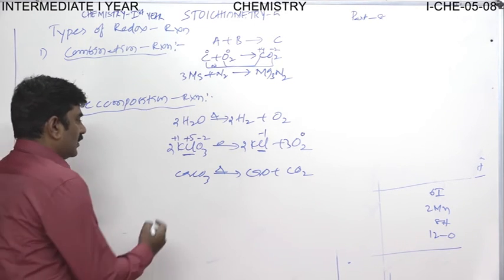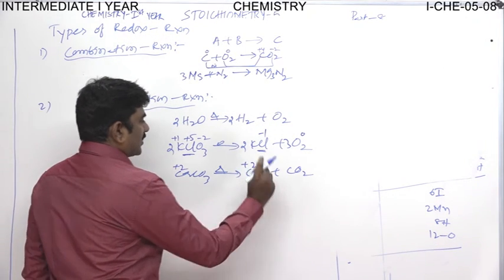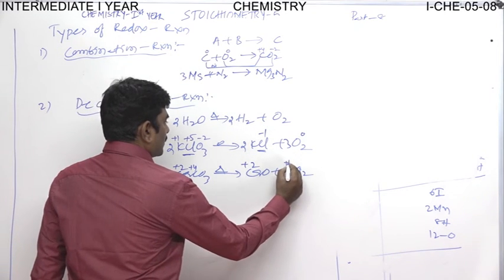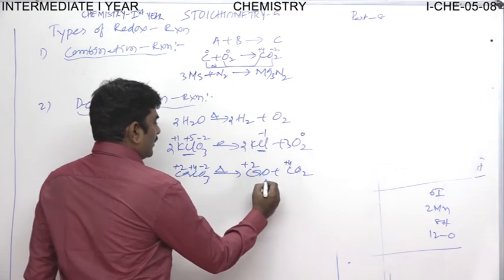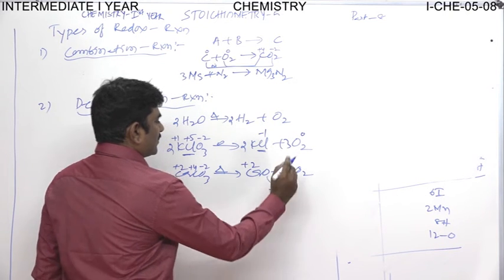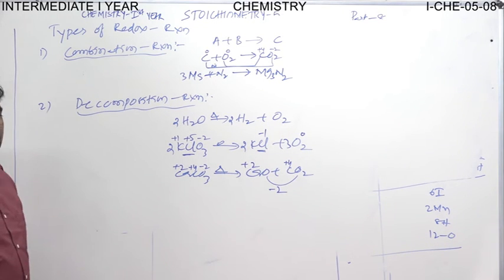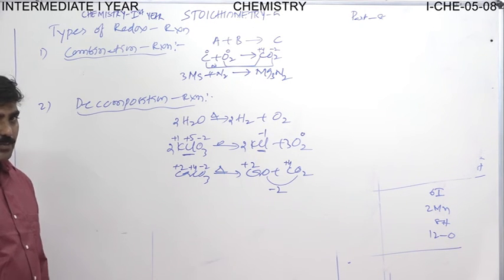No, because here the oxidation state of calcium is +2, and here the oxidation state of calcium is +2. The oxidation state of carbon is +4 on both sides. The oxidation state of oxygen in both cases is how much? -2. So we can't say it is a redox reaction. This is an example of decomposition, but not redox decomposition.